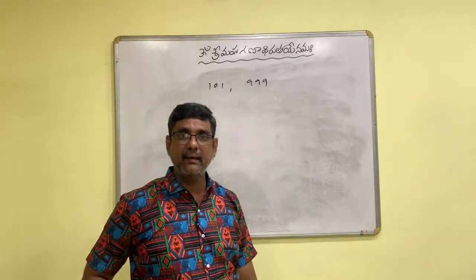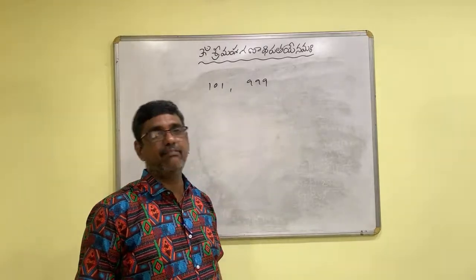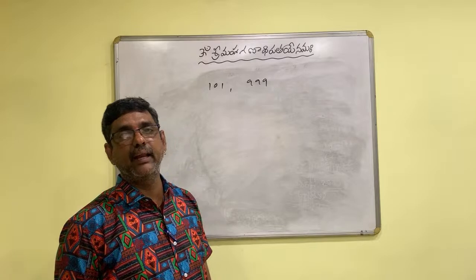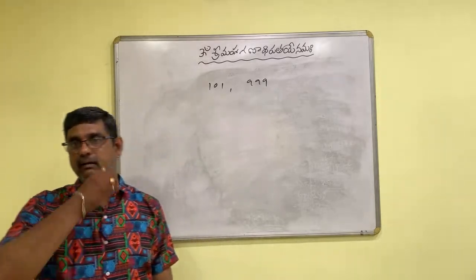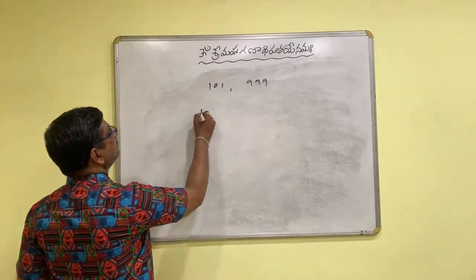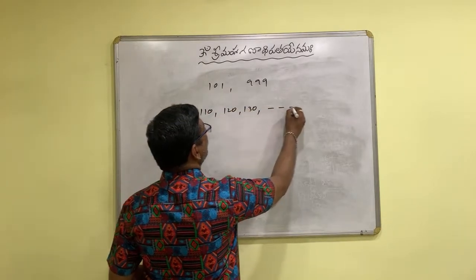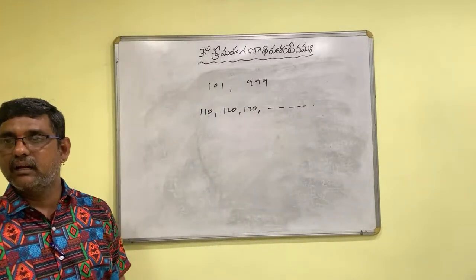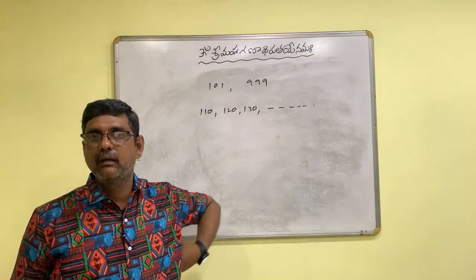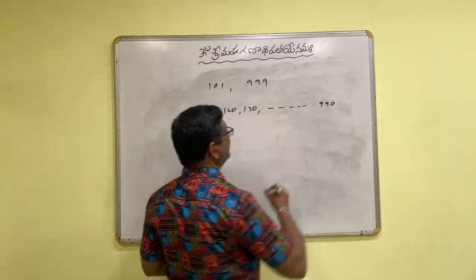What is the first number? It should be divisible by both 2 and 5, between 101 and 999. Anyone, children? What is the first number? 110. Very good. 110. Next, 120, 130, and so on. Last one? Very good, Neha. The last one is 990.